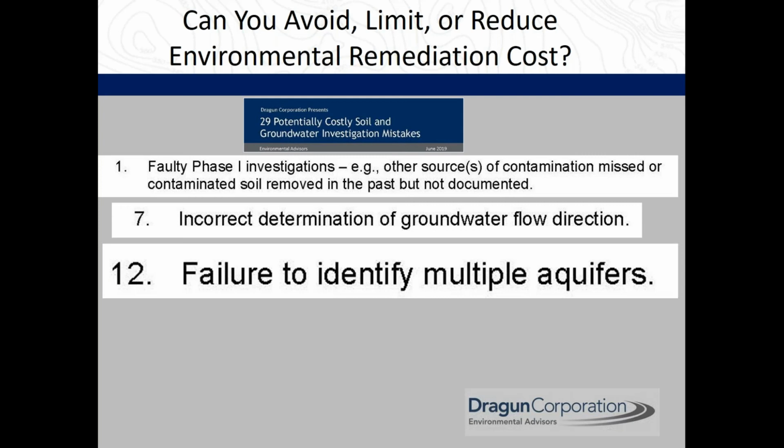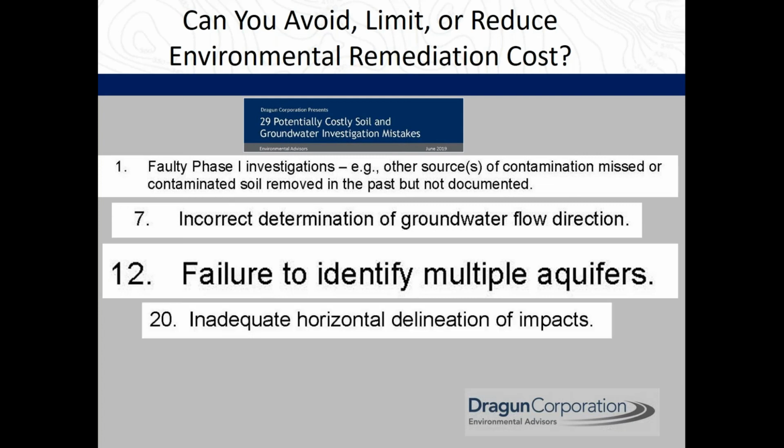Failure to identify multiple aquifers, that goes back to 7. And the case study that I'm going to do following this introduction is the case of that, where there were 2 water-bearing units. The original consultant didn't recognize that there were 2, and they were vastly different in the direction they were flowing, and that had major implications on remediation and litigation. Next, please.